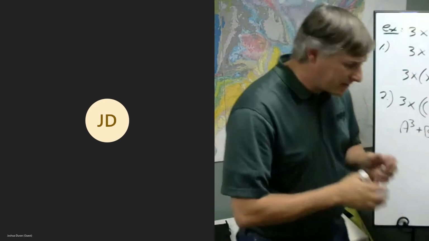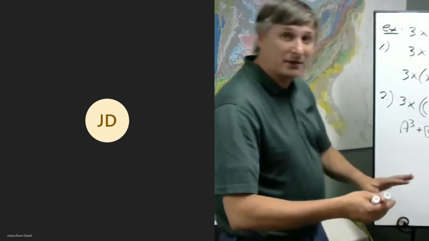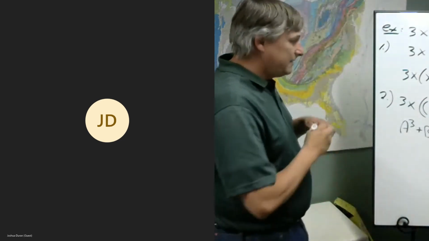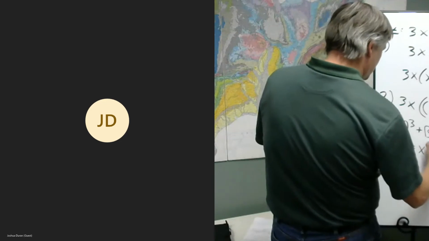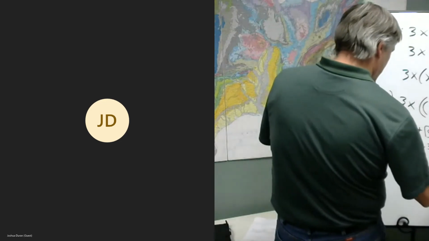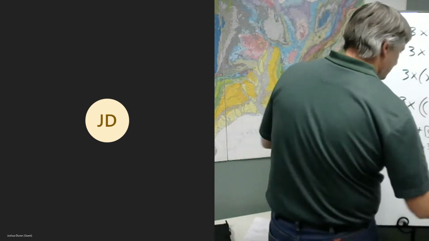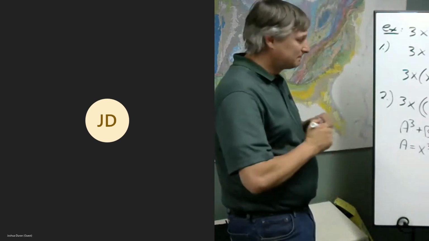Let me double check, make sure I got my minus sign. It should be the plus sign first. Yes, it's going to be the plus sign first. Just want to make sure. In this case, A will be x cubed, and B is going to be 1.